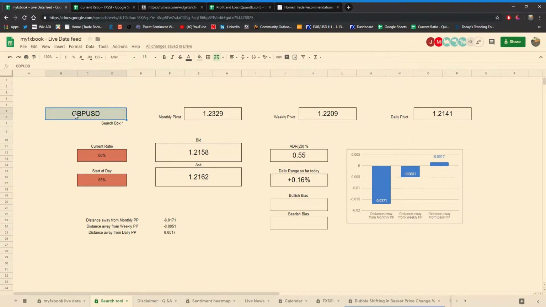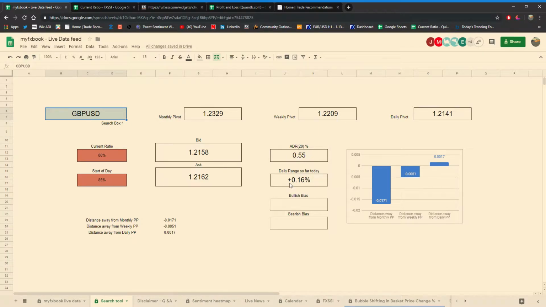So this is like your search field, and what it does, once populated, it will tell you the monthly pivot, the weekly, and the daily pivot. And then it'll tell you the live price. These are slightly delayed by 15 minutes, but that's okay. This is the sentiment. So red being a sell and green being a buy. So it tells us the average daily range in the last 20 days is 0.55% on a day on average.